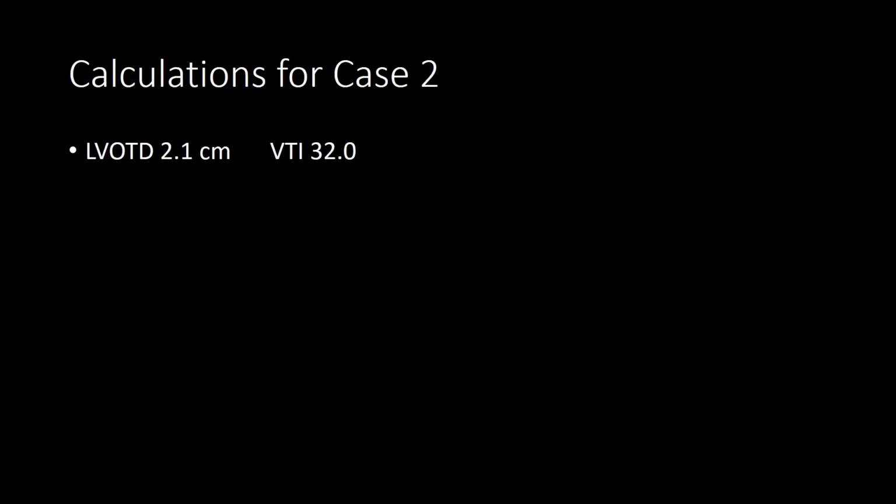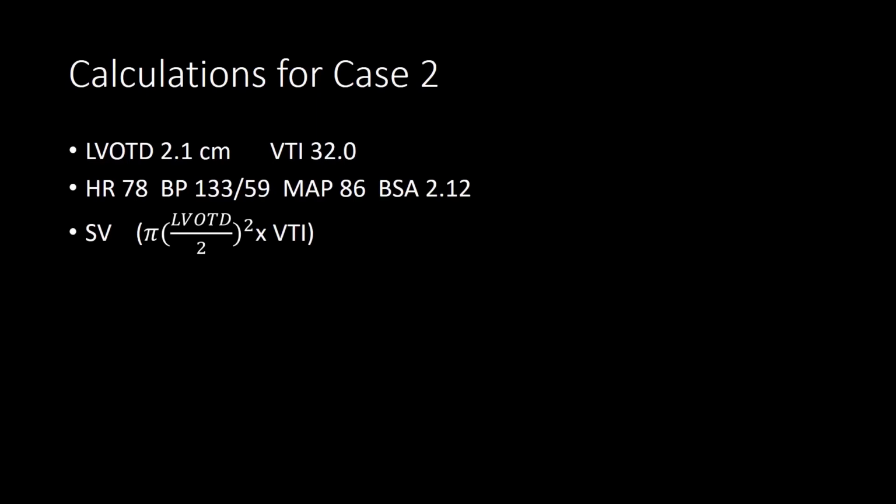So for our calculations for case 2, our LVOTD was 2.1 centimeters and our VTI was 32.0. Vital signs for this patient: the heart rate was 78, blood pressure 133/59, MAP of 86, and a BSA of 2.12. So again, get out your calculators and calculate your stroke volume. Hopefully you got 3.14 times 1.1 times 32, which is going to give you 113 milliliters. So high. The stroke volume is high.